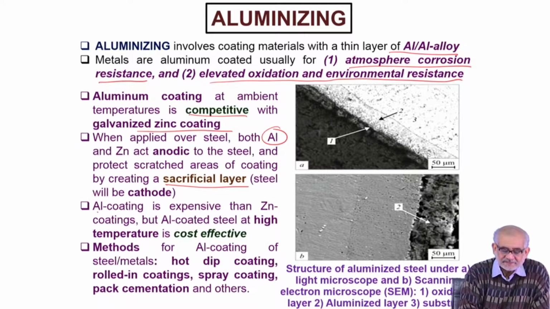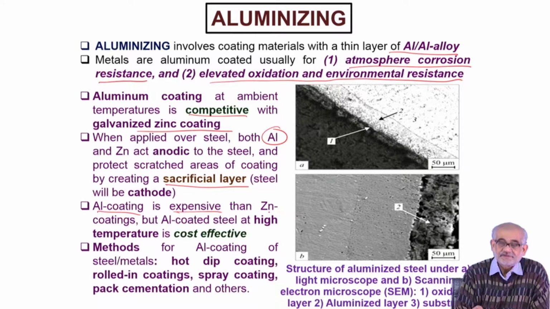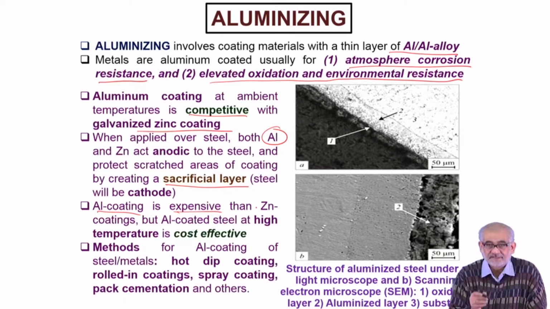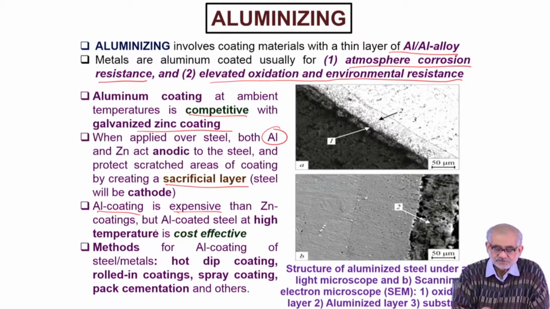Now, aluminum coating is more expensive than zinc coating. But when you are talking about high temperature, you do not have a choice, because zinc is not an effective oxidation protection element at high temperature, because it has a tendency not only for reaction, but also for reaching the volatile state. So for high temperature, this is certainly cost effective.